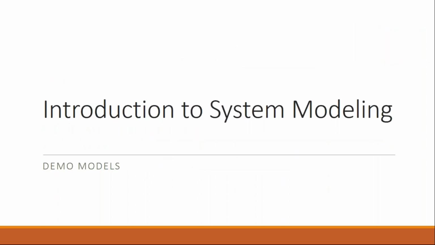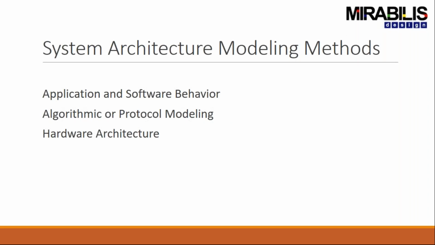So let us now take a quick look into system modeling using VisualSim. There are quite a few different modeling methods available for the user. One is application and software behavior. So if the user wants to focus on how a task is getting mapped to a particular piece of hardware, then we can focus on that part alone, and see the end-to-end latency, and whether the mapping has to be done in a more efficient manner.